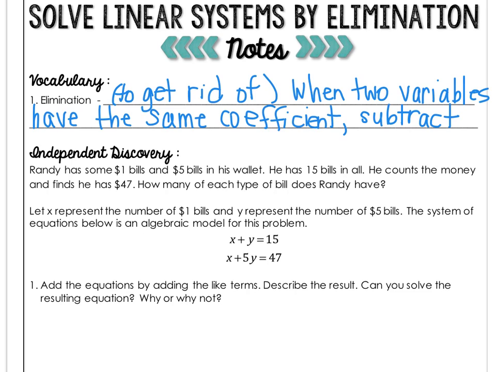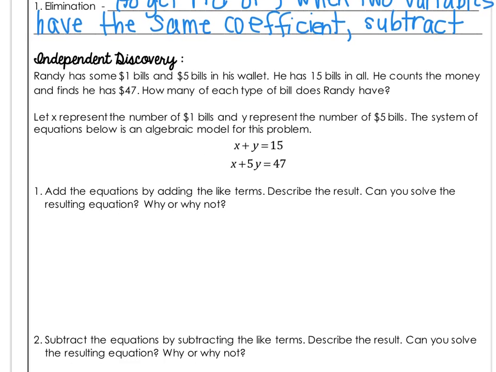Elimination can be one of the easiest methods to solve because you can get rid of one variable, or you can get rid of a variable that has the larger coefficients. All right, let's look at the search example.